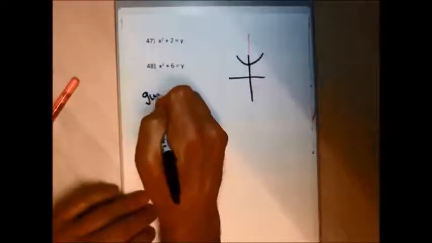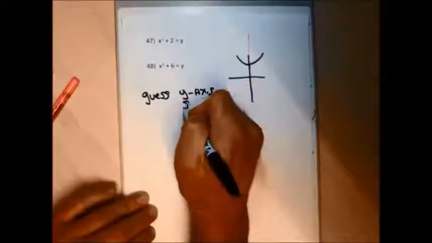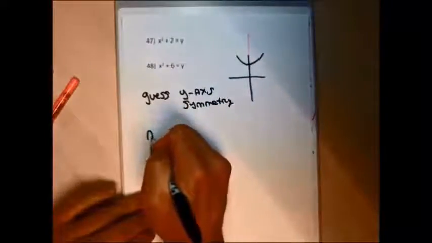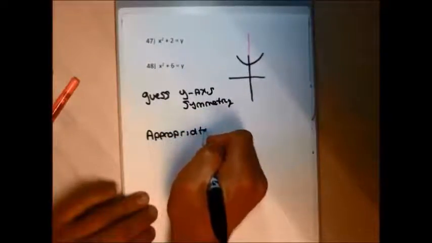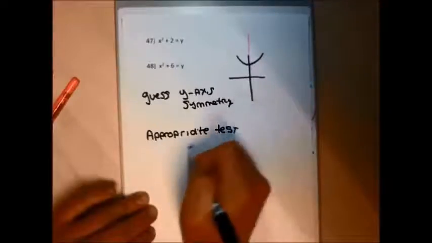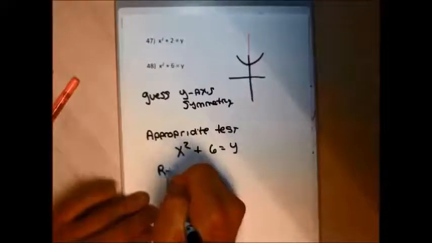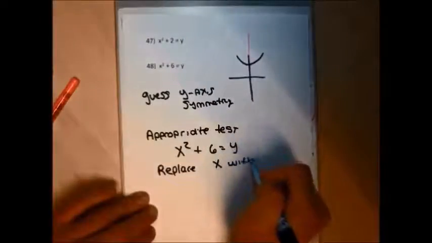So I need to do the test to confirm it. The test is to replace the x with negative x, and it has to reduce to the original problem. So my guess is that there's y-axis symmetry. Now I'm going to do the appropriate test. The original equation in 48 is x squared plus 6 equal to y. I need to replace the x with negative x.